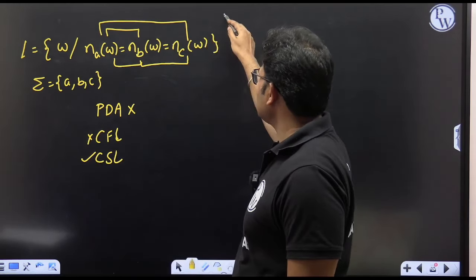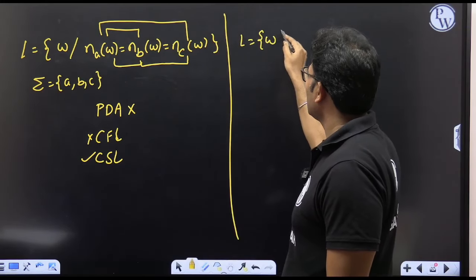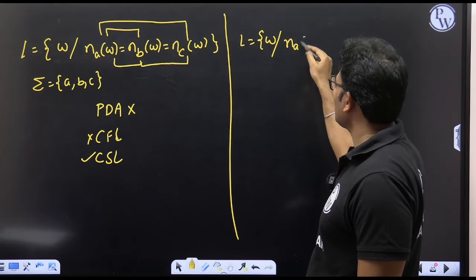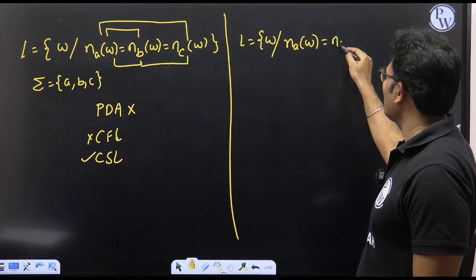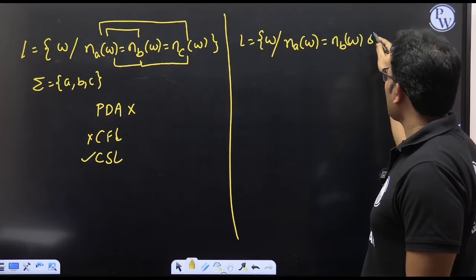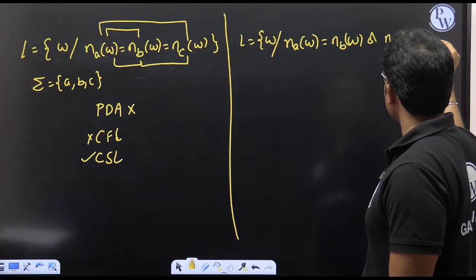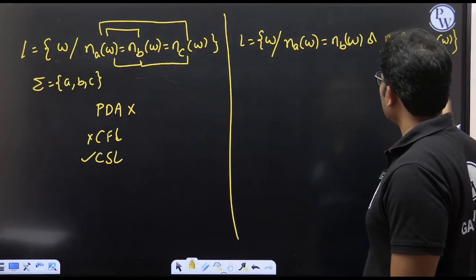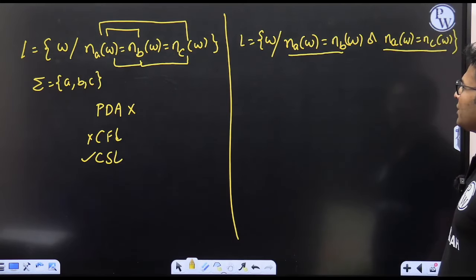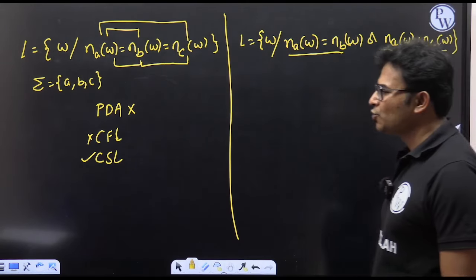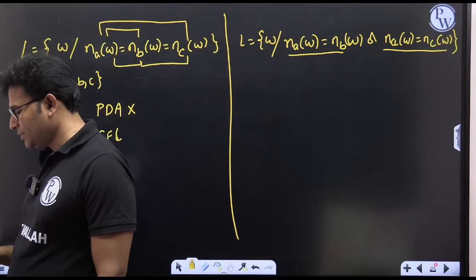Now, if I just change the language a bit, and if I write like this, L equal to W such that number of A's in W is equal to number of B's in W, or number of A's in W is equal to number of C's in W. If I write like this, there is comparison, but one comparison at a time. Both the comparisons need not be done, right? You try to do it. You tell me what is the answer, write in the comments.